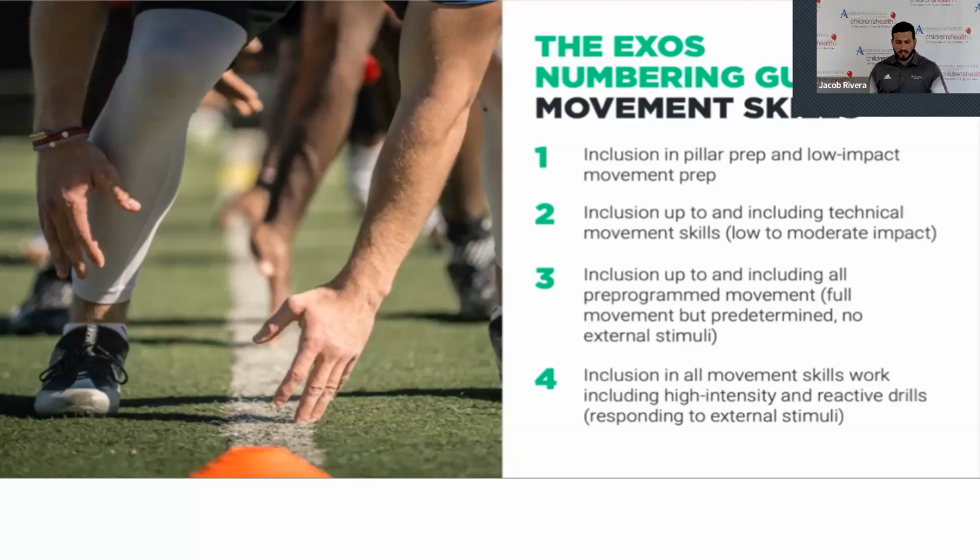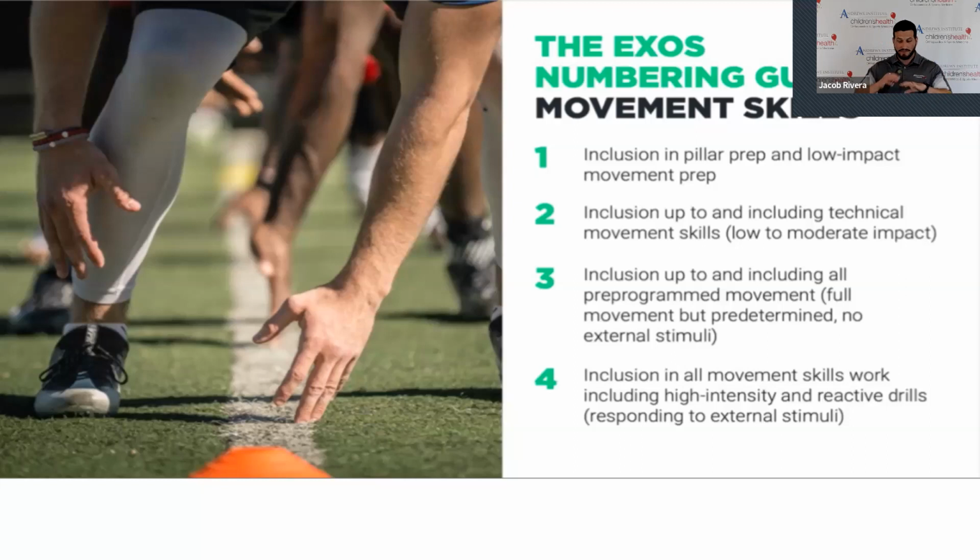Number 3, that's going to be inclusion for all pre-programmed movements, but we're still not doing any sort of reactive change of direction. A reactive change of direction would be if I had an athlete shuffling side to side and I was telling them, hey, I want you to cut this way, don't cut this way, right? That would be how we would include reactive change of direction. So a number 3 athlete is moving toward their ability to do reactive change of direction, but they're not quite ready yet. They're still needing to do what we call predetermined movement, which is the beginning and the end. It's not a mystery to you.